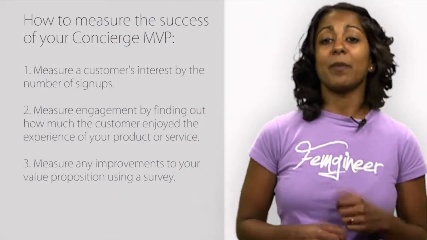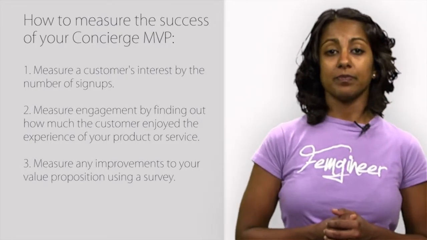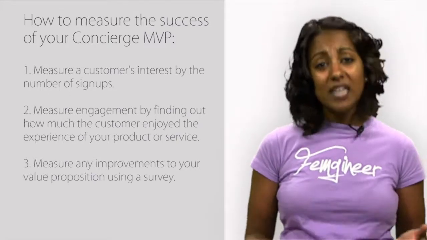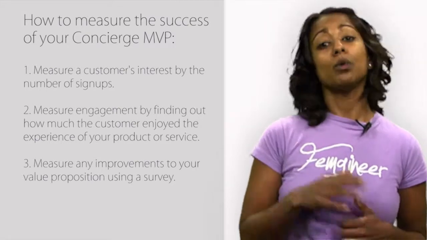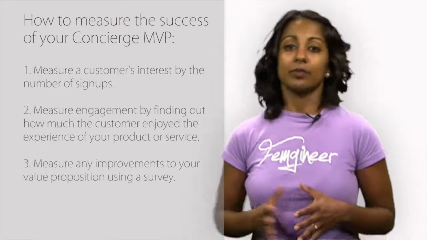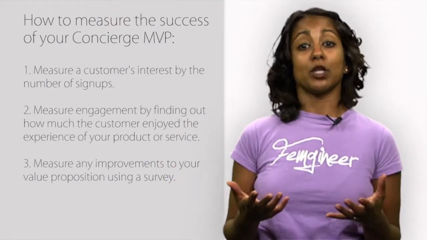Now the first thing you want to measure is a customer's interest. You can measure that by the number of people who sign up to try out your Concierge MVP. If you find that not too many people are signing up, then it's possible that either they aren't interested in the value proposition or you aren't going after the right type of early adopter.